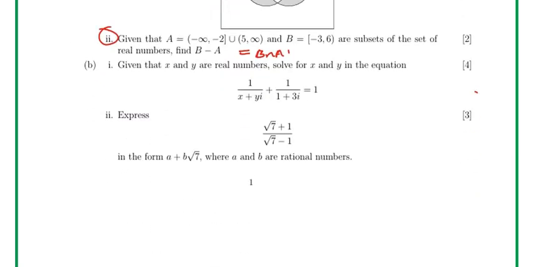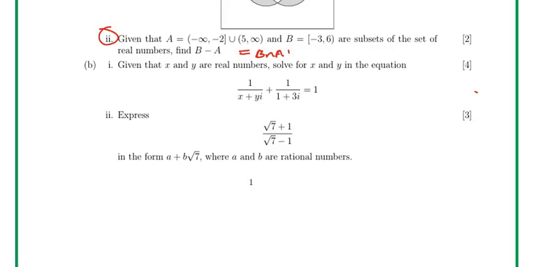Then this here is on complex numbers. They are saying, given that x and y are real numbers, solve for x and y in the equation. So this is what they want us to do. So how do we relate these two equations? We're told that everything is equated to 1.